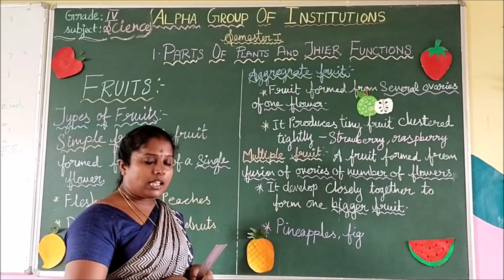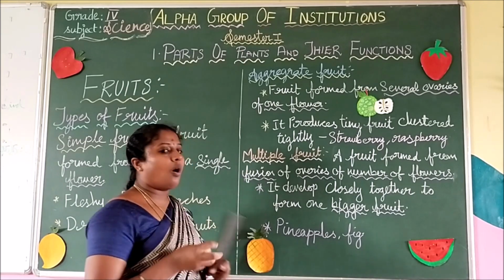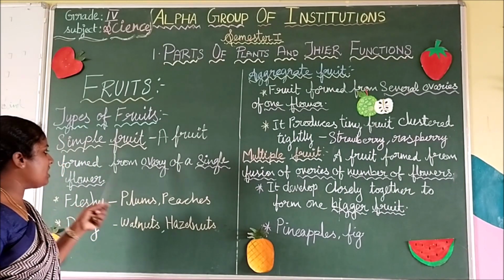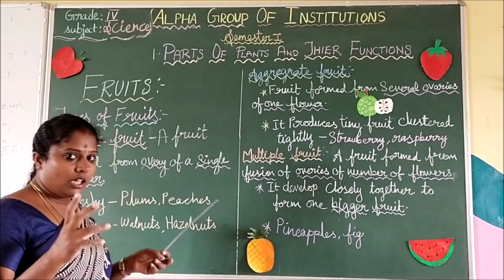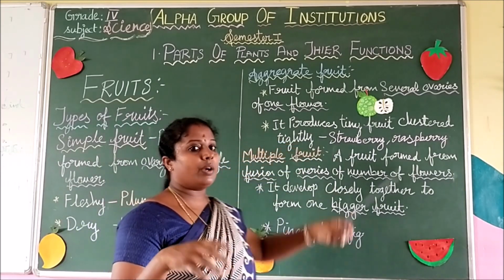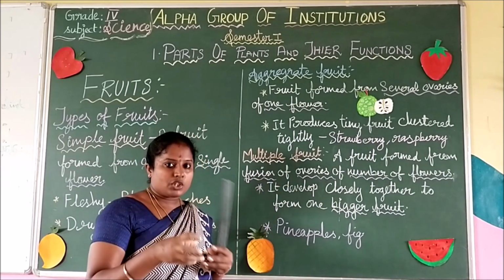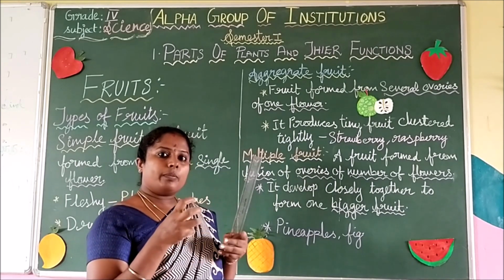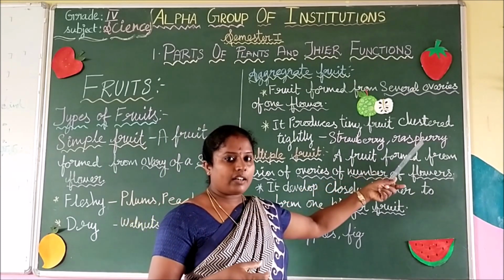So aggregate fruit is nothing but a fruit formed from several ovaries of one flower. What is simple fruit? It is formed from a single ovary of one flower. But aggregate fruit is formed from several ovaries of a single flower. It gives a structure like tiny fruits clustered tightly. Examples: strawberry and raspberry.